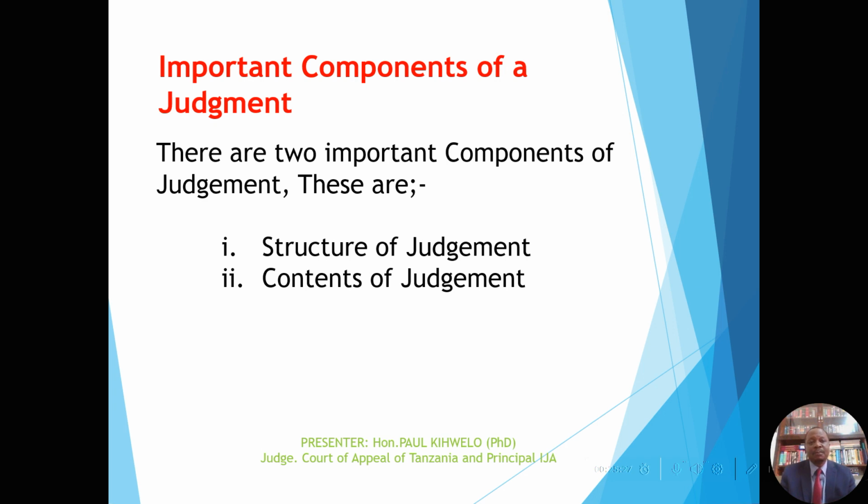In terms of the components, there are two important components of judgment: one is the structure of judgment, and two is the content of judgment. When it comes to structure, judgment writing is both an art and a science, and it varies from one individual to the other. We cannot have a common way of writing judgment.